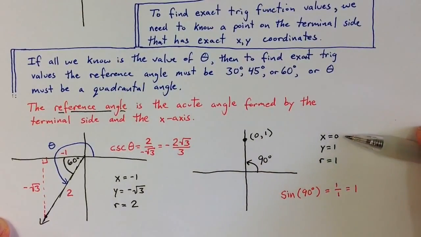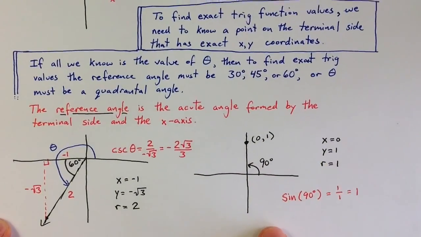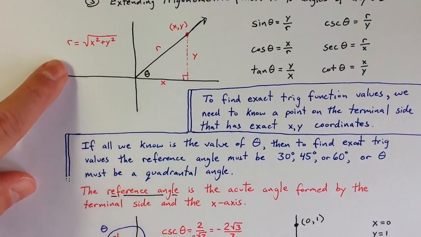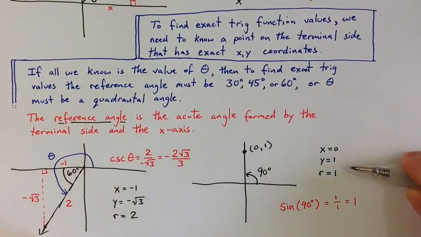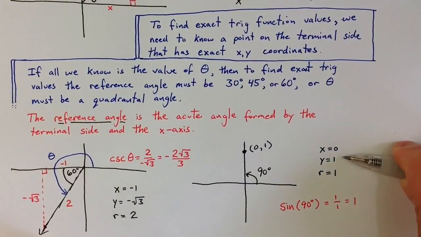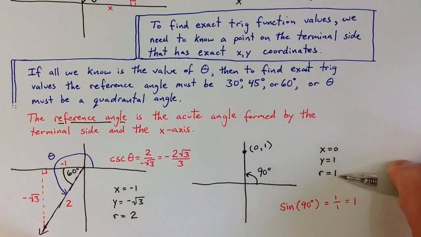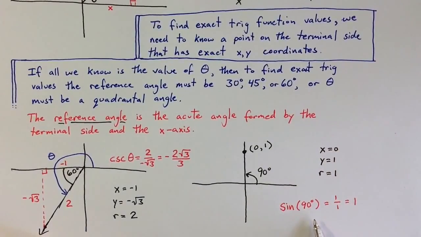And from that, using the formula from up here, I know that r is going to have to equal that same y-coordinate. So if we choose x equals 0, y equals 1, r also has to equal 1. And so, for example, sine of 90 degrees is y over r, but both of those, whatever they are, are exactly the same, and so the ratio is going to equal 1.